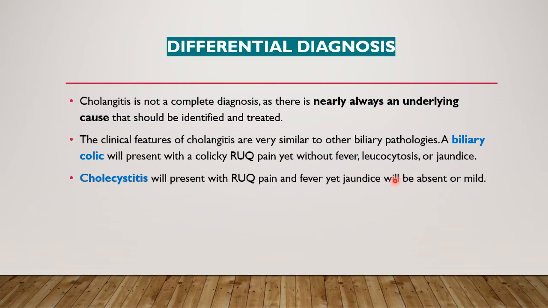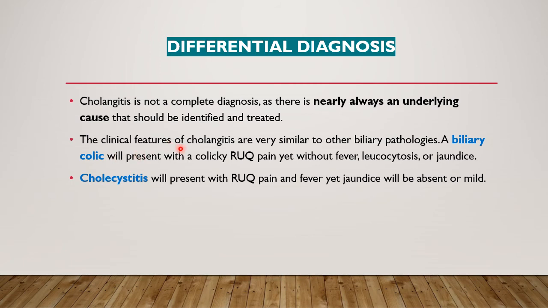Okay, differential diagnosis, as we saw in this patient. Cholangitis is not a complete diagnosis. There's always an underlying cause which should be included in your diagnosis, because that should be identified and treated. So in this patient, the underlying cause is gallstone. So gallstone or CBD stone, okay, is the cause of the obstruction. So that is a full diagnosis.